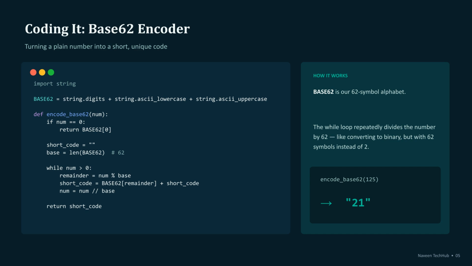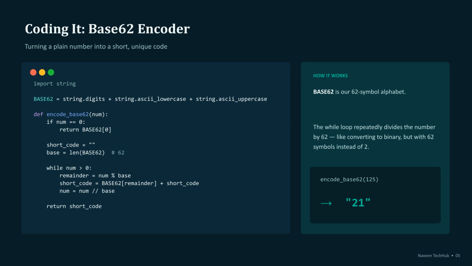Now let's understand the Base62 encoding code. First, we define our Base62 character set. It contains digits, lowercase letters, and uppercase letters, so we have 62 possible characters. The function encode_base62 takes a number as input and converts it into a short string. Let's understand the logic step by step. If the number is 0, we directly return the first character from the Base62 alphabet.